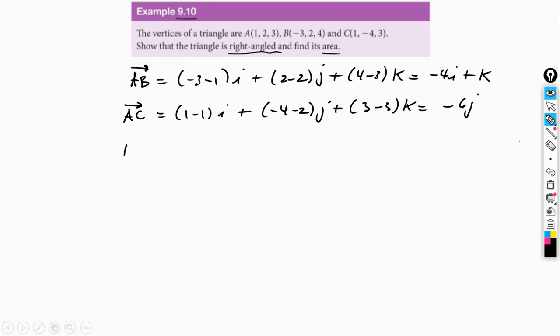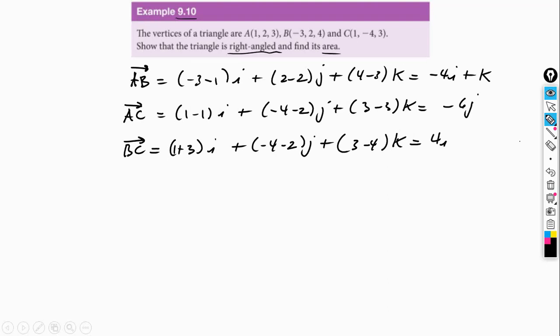And then vector BC is going to be 1 minus 3, so 1 plus 3 for i. Then we're going to get minus 4 minus 2 for j plus 3 minus 4 k. So this vector is going to be 4i minus 6j minus k.